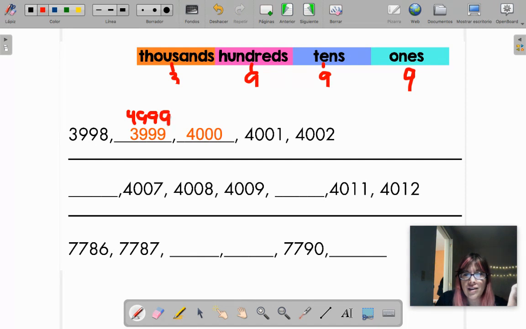4,999, we know that if we add one more, all of these become zeros. And now in the thousands, it becomes 5,000. This is a lot of practice. This has been just your first week of practicing numbers. So I recommend that you can do it on your whiteboard the way I did it here.